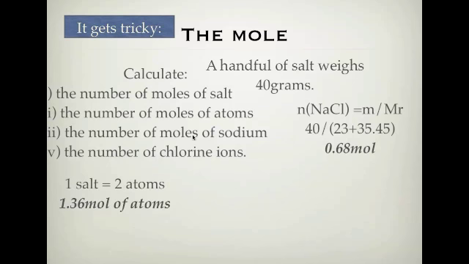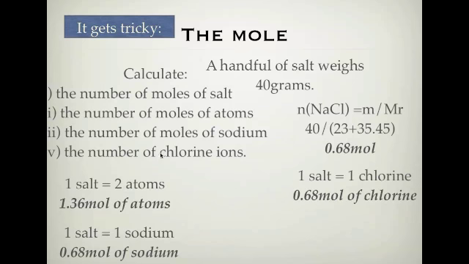The number of moles of sodium. We look at sodium chloride, and we go, right, 1 salt, 1 sodium. Therefore, we have this many sodium chlorides, we have this many sodiums. All right, 1 to 1 equals 1 to 1. 0.68 to 0.68.